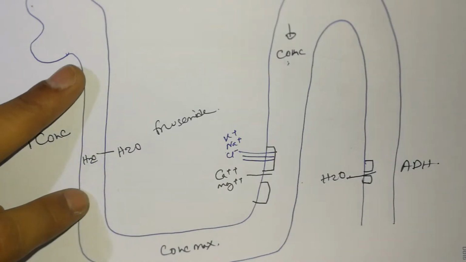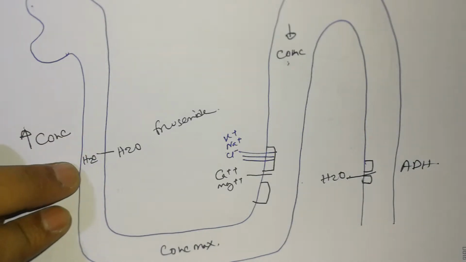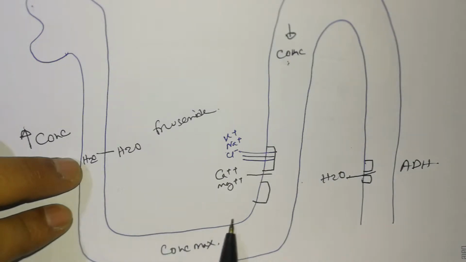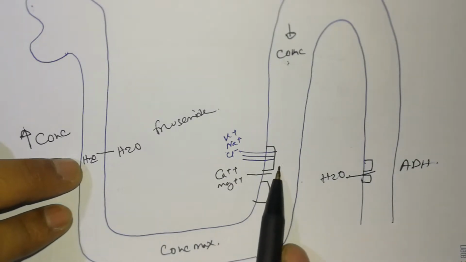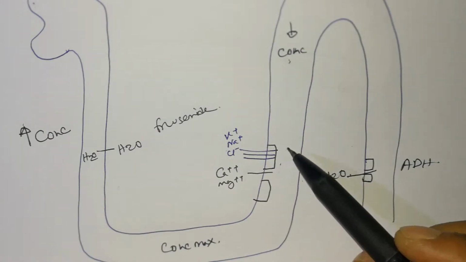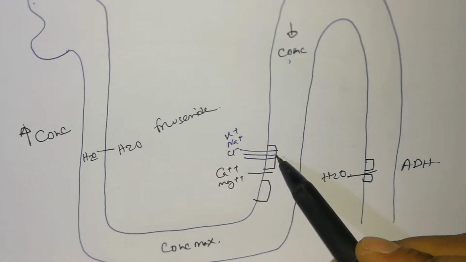and the concentration of the fluid that is descending through the descending limb of loop of Henle is increasing, and the concentration is maximum at the tip of the medulla, or the tip of the loop of Henle. And when this concentrated fluid is ascending through the ascending limb of loop of Henle, there is an active process of concentration mediation. What is the active process?